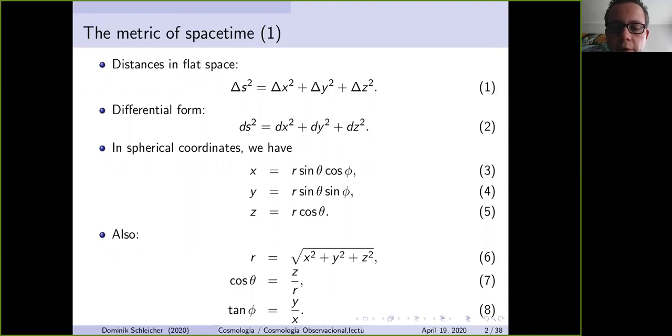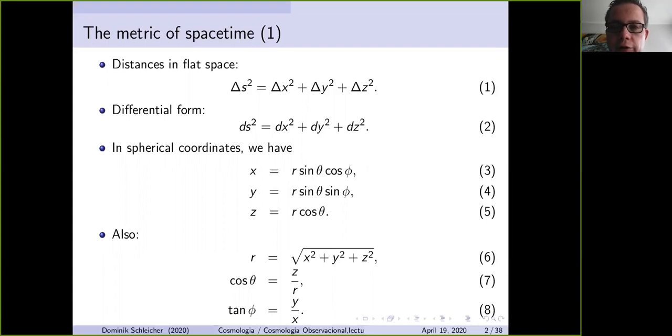And if we do that, we can express the Cartesian coordinates through the spherical ones. We have x equals r sine theta cos phi, y equals r sine theta sine phi, and z equals r cosine theta. And it can be done also the other way around. We can express the spherical coordinates through the Cartesian ones. We have r equals square root of x squared plus y squared plus z squared. We have cosine theta equals z over r, and tangent phi equals y over x.